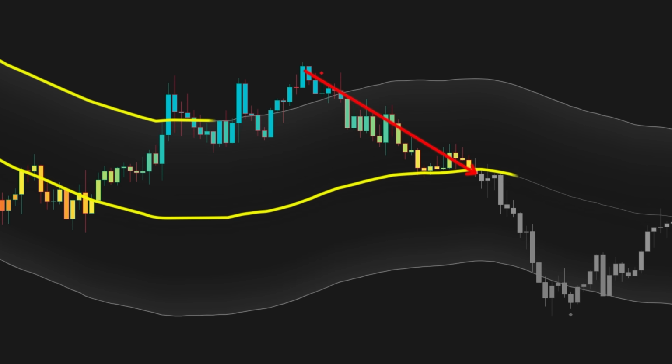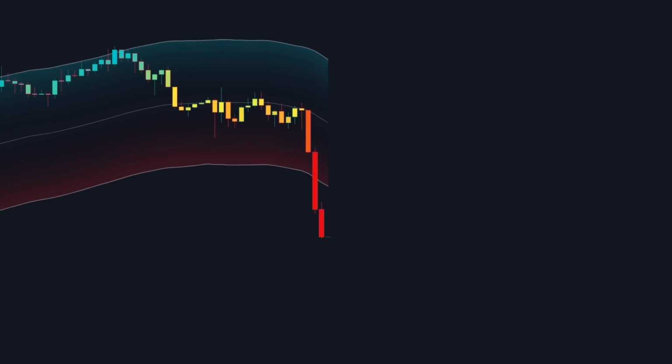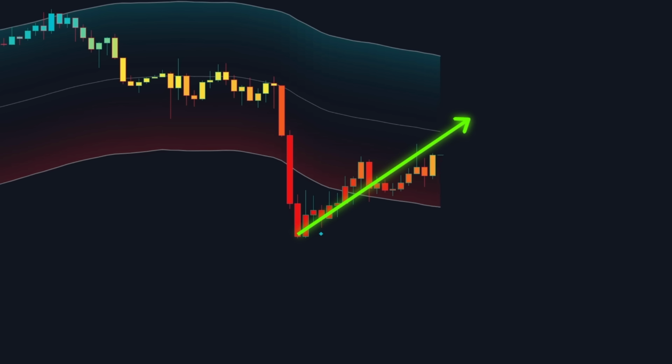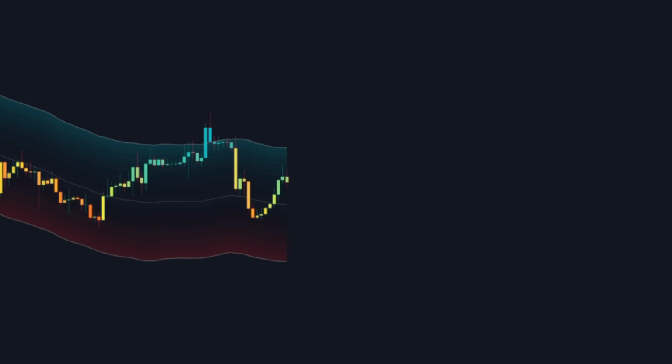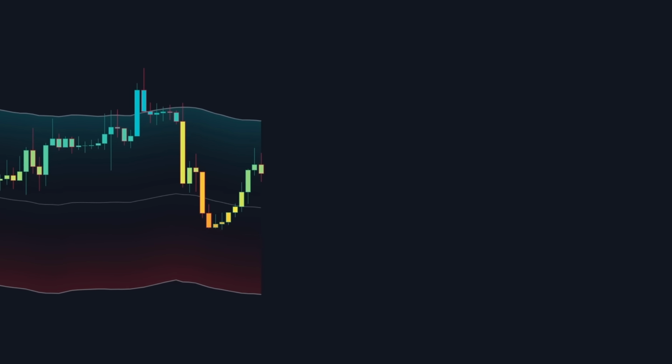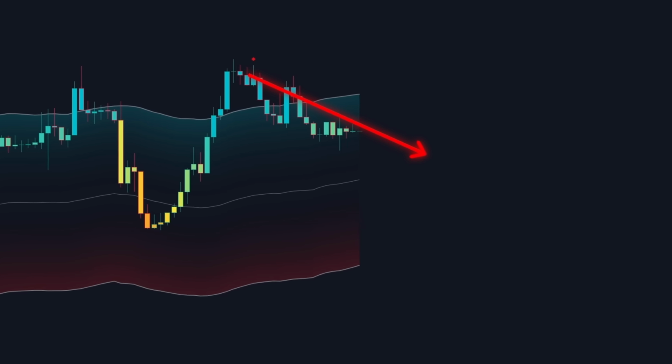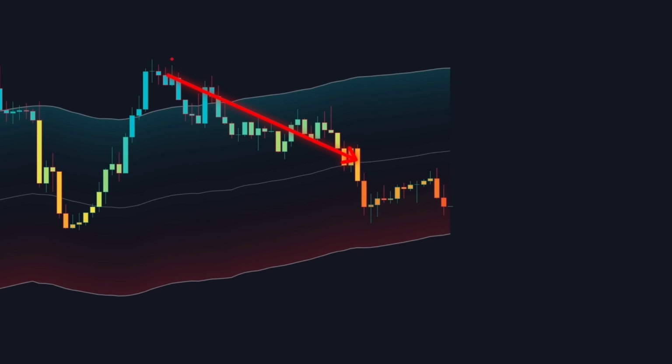Let me explain how this works. If price breaks below that lower band and then you see a blue diamond pop up, that's the indicator telling you the price is about to reverse and head back up into the channel. For short trades, it's the opposite scenario. If price breaks above the upper band in an uptrend and a red diamond appears, that's your signal that a reversal back down into the channel is coming.